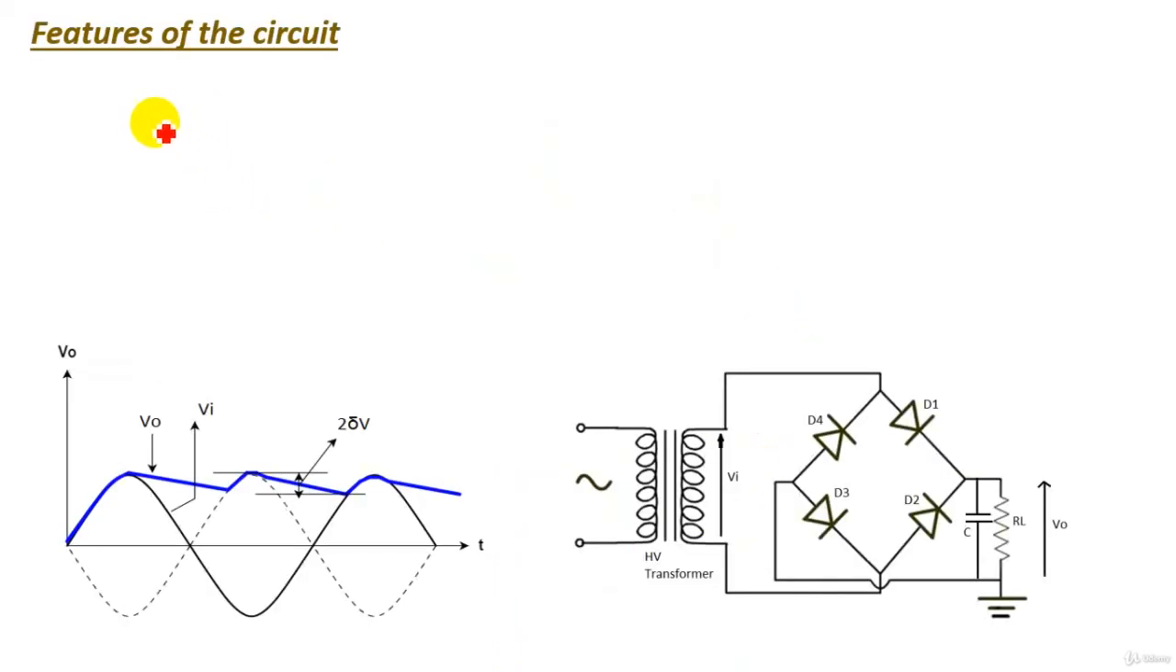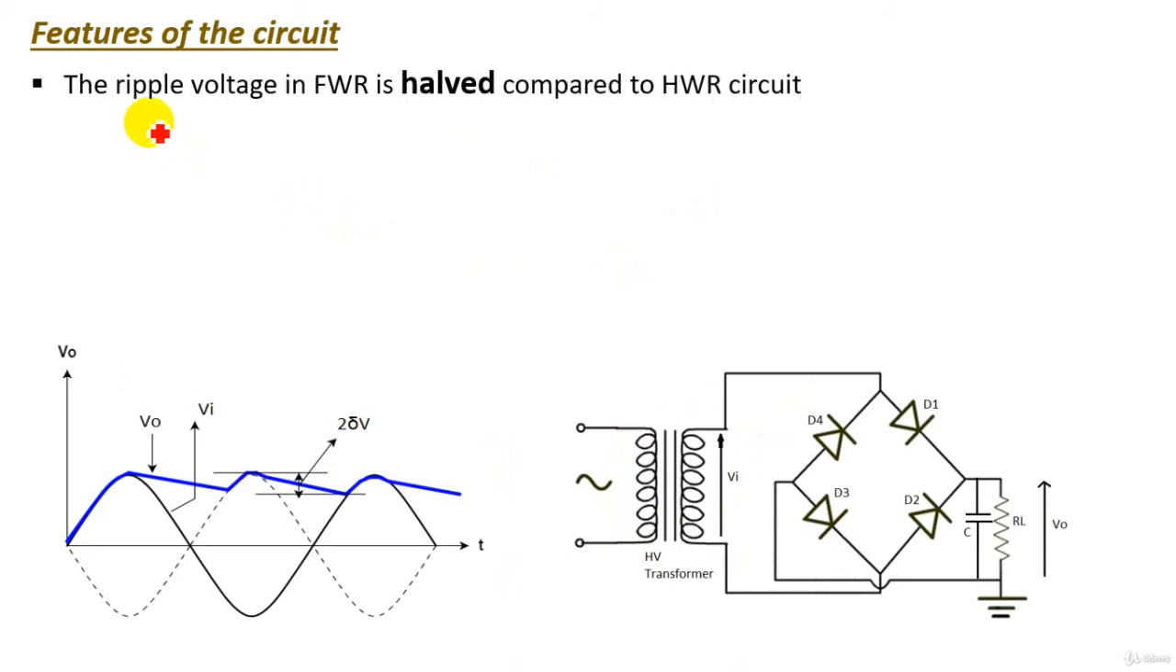Now let's see the features of our circuit. In this circuit, the ripple voltage is halved compared to the half wave rectifier, and this is a big advantage of the full wave rectifier circuits, as in full wave rectifier circuits, the ripple voltage is reduced compared to the half wave rectifier circuit. So this is a big advantage, and the ripple voltage can be calculated from this formula. Delta V equals V maximum over 4 F RL times C.